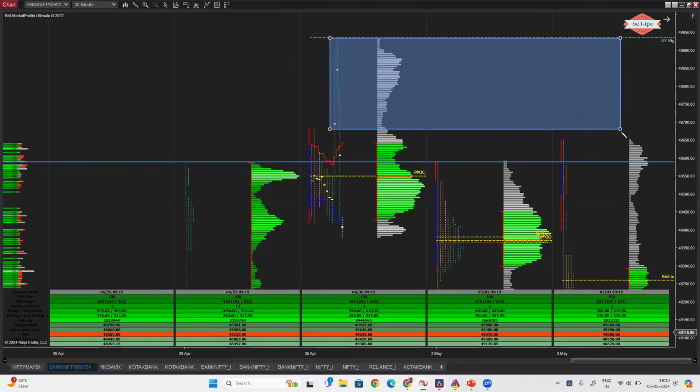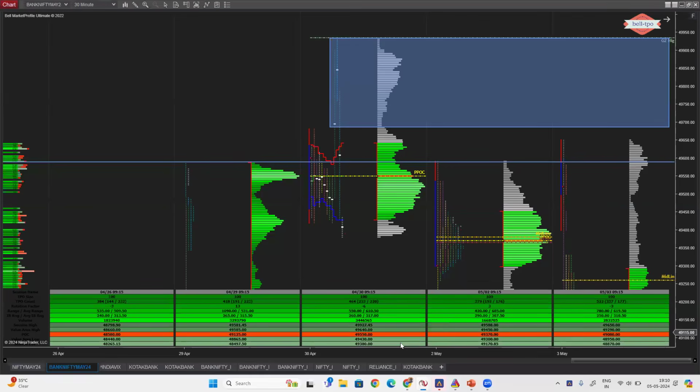Sorry, J period and K period. This is a very powerful zone over here. So is it a market top? If you ask me, yes, it is a market top. So maybe I'll show you what kind of argument we had on that particular day.